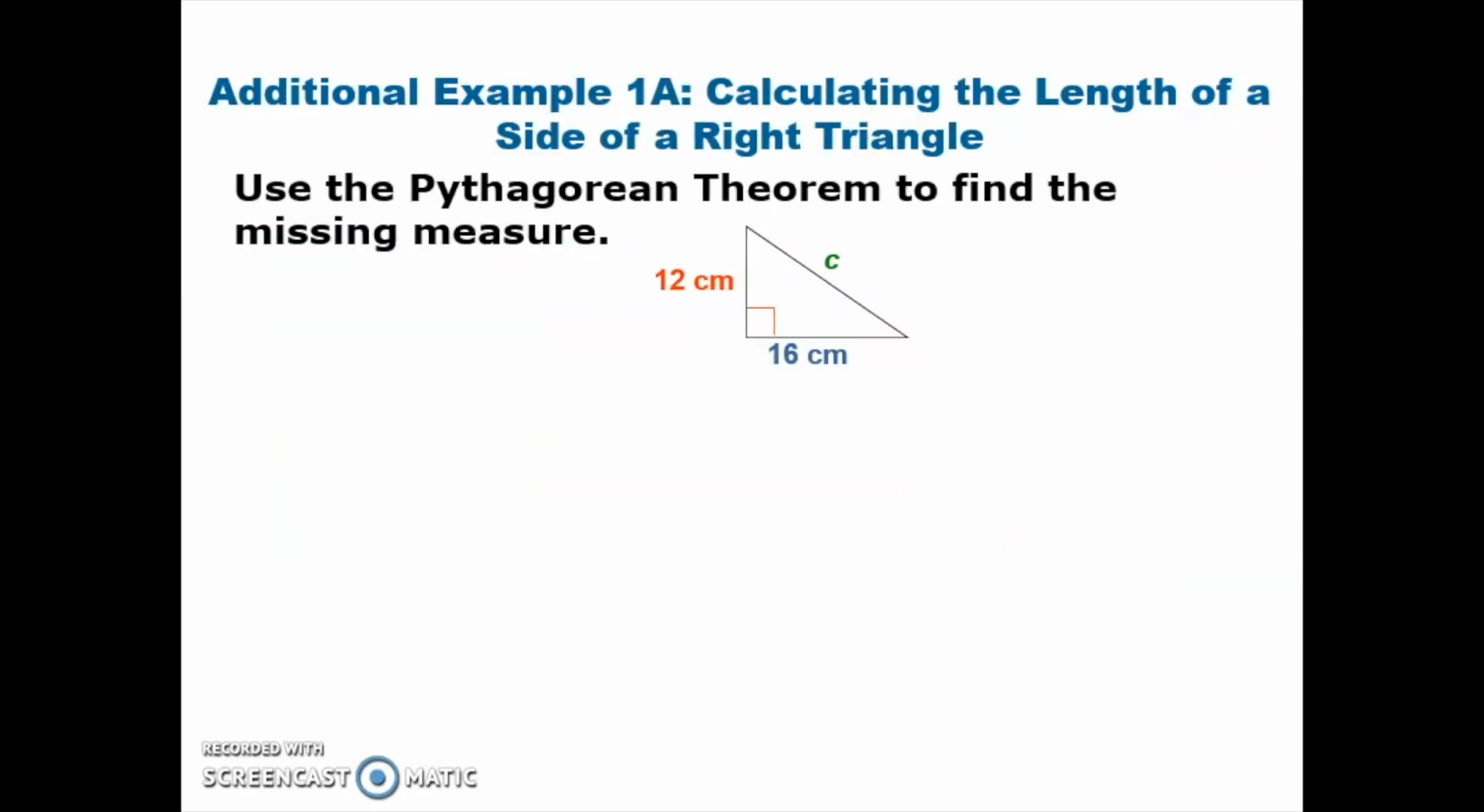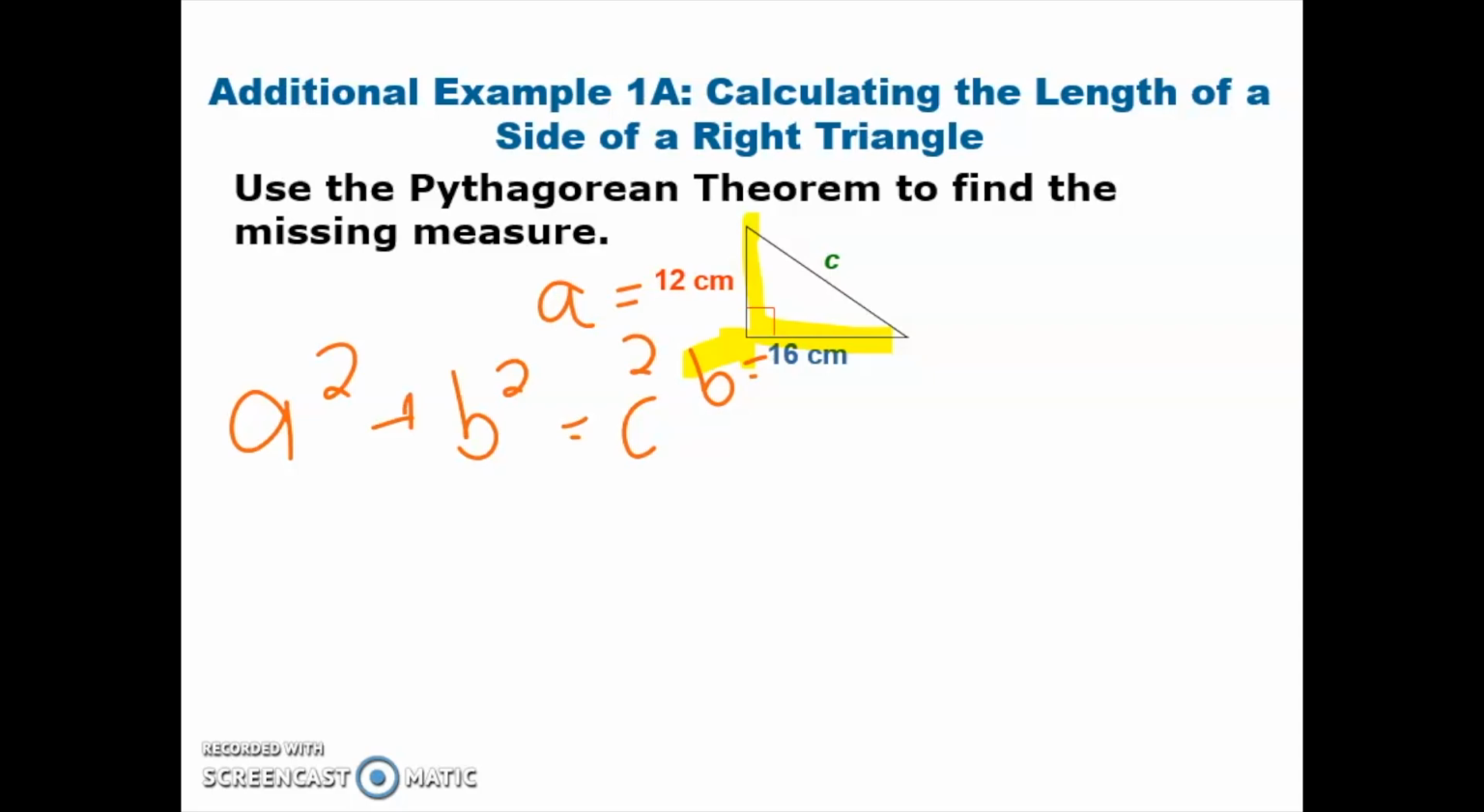So here's our first example. The most important thing that we always want to do is identify the legs. The legs form the right angle, so these two sides are my legs. I need to label those A and B. It does not matter which one is A and which one is B, but I need to label them so I don't make any mistakes in my formula. So my formula is a squared plus b squared equals c squared.